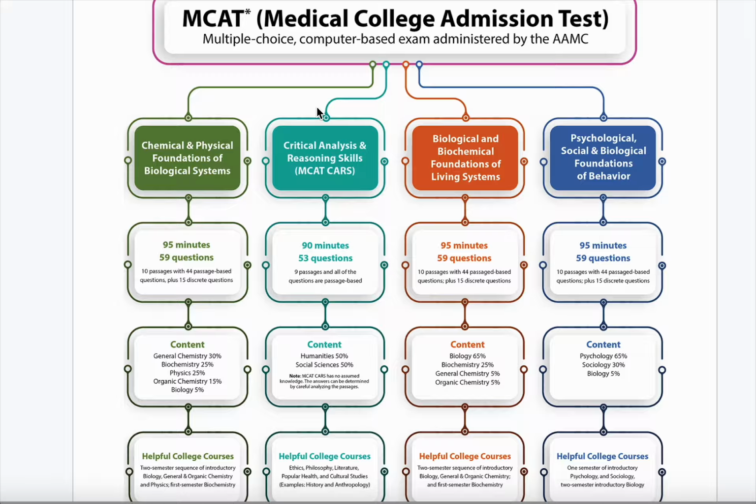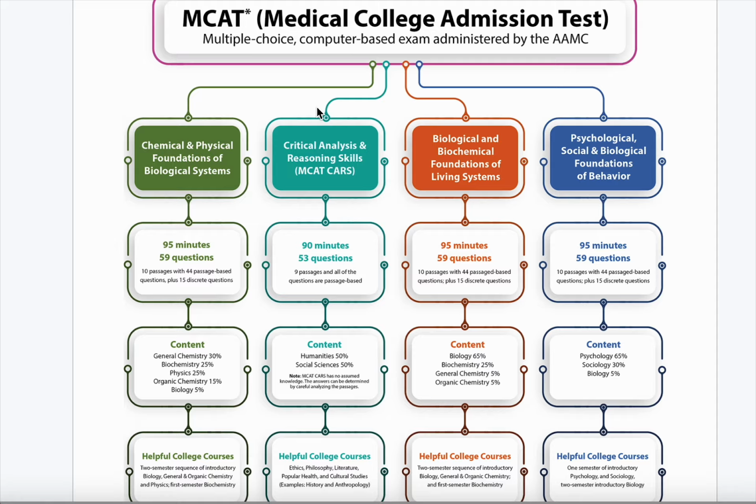The next is your biological and biochemical foundations of living systems, 95 minutes like your Chem Phys, as well as 59 questions, which is the same. It's also going to include passage-based as well as multiple choice questions that are not going with the passages, and the content is also listed below there.